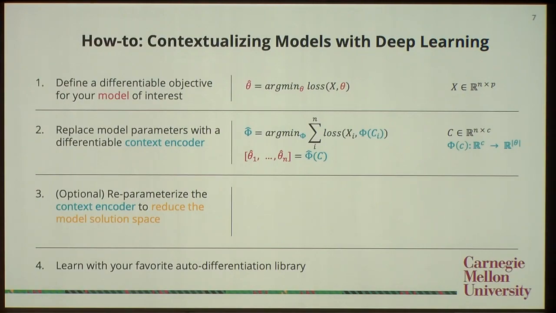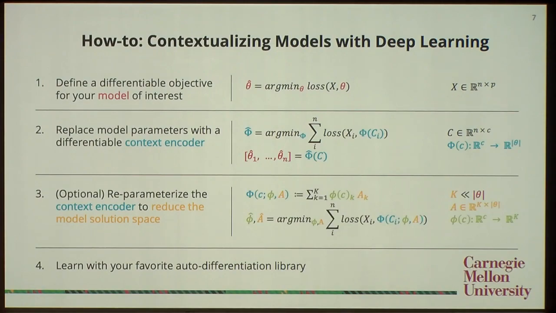And then an optional but useful step is to reparameterize the context encoder to reduce the model solution space. So I'm going to throw this up, but we pick a smaller dimension k than the full parameter space and require that all of the context-specific models lie on this low-dimensional k-dimensional parameter space. And so this effectively reduces the solution space for all context-specific models, and it makes the learning problem a lot easier because it restricts the solution space.